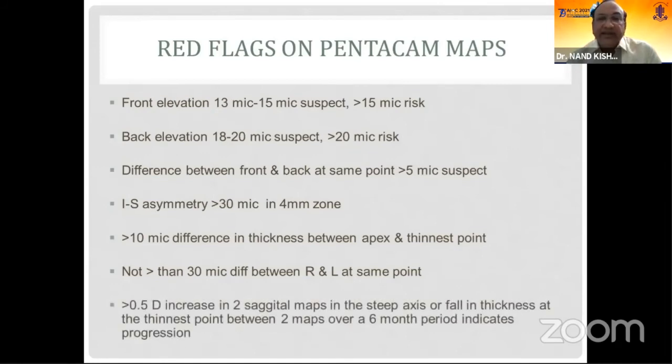Dr. Lumbini defined progression, but what Dr. Rohit Shetty and others believe is that a 0.5 diopter increase in two sagittal maps in the steep axis in a time frame of 6 months, or a 10% reduction in the thickness at the same point over a 6-month period, can be safely defined as progression. And these are the cases in which we should think of going in for collagen cross-linking.